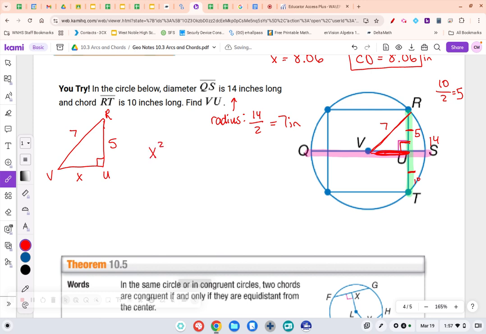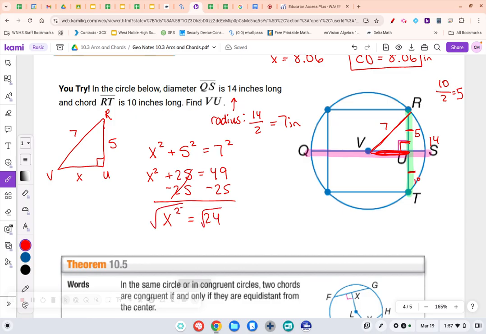Same idea, do Pythagorean theorem. We have x squared plus 5 squared is 7 squared. So x squared plus 25 is 49. Subtract 25 on both sides. So x squared is 24.